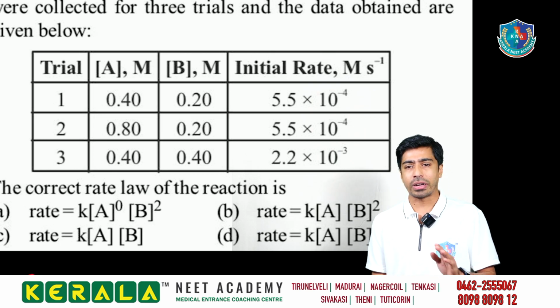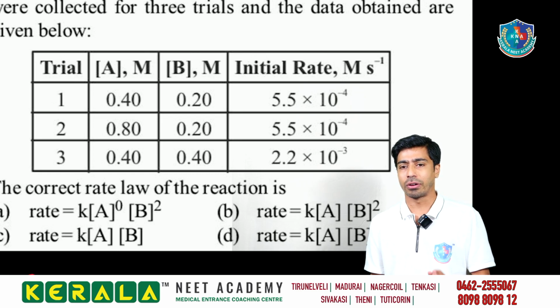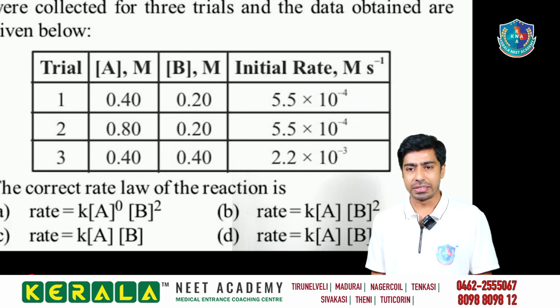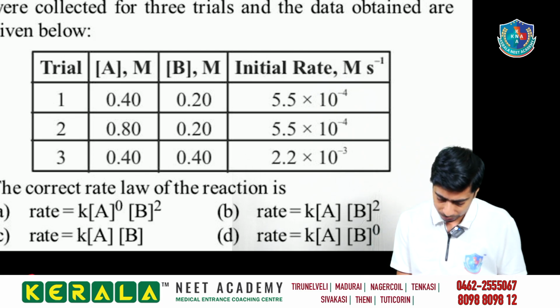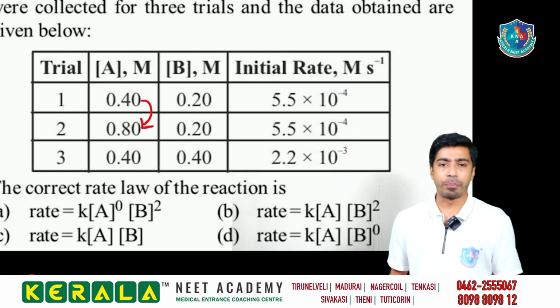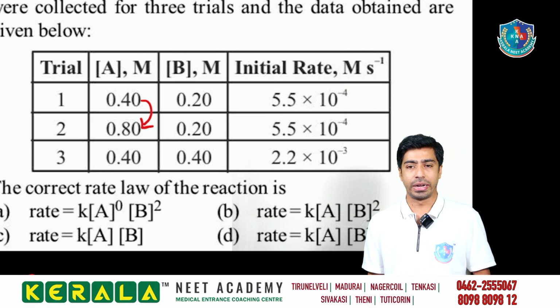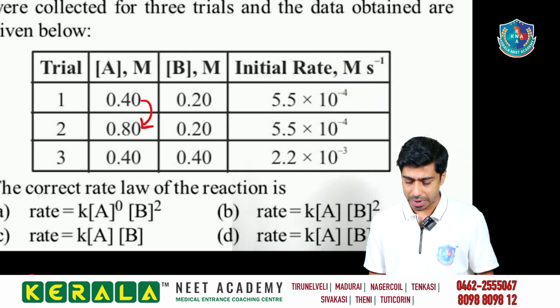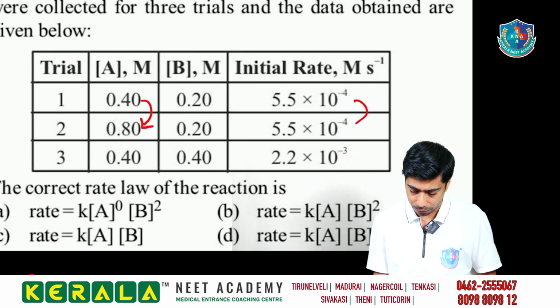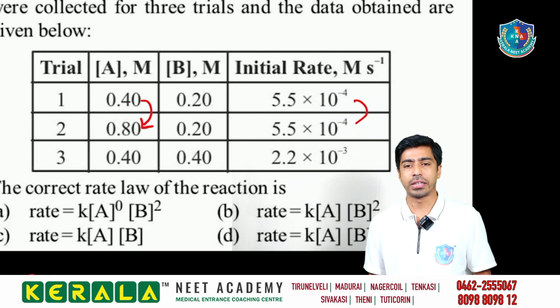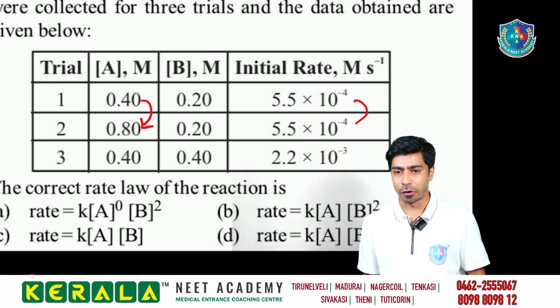That means B is not affecting the rate of the reaction, because the concentration is the same in both the trials. But here the concentration of A is doubled, isn't it? From 0.4 it is doubled to 0.8. When the concentration of A is doubled, the rate of the reaction remains the same, it is 5.5 into 10 to the power minus 4 and 5.5 into 10 to the power minus 4.